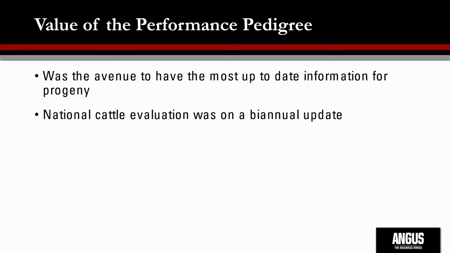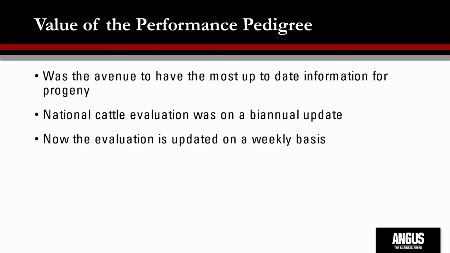So twice a year, the evaluation was completed, and then you would have updated EPDs. But between those times, how did you have the most up-to-date information for a sire or a dam? It would be through ordering a performance pedigree. Today, however, things have changed a little bit as technology has advanced. And now we have the evaluation completed 52 times a year.